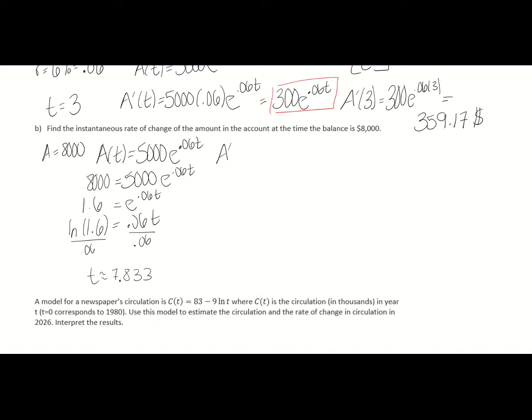So I have A prime of 7.833 is equal to 300 e to the 0.06 times 7.833. And that's going to give you that approximately at that time, the instantaneous rate of change, your account is growing by approximately $480.